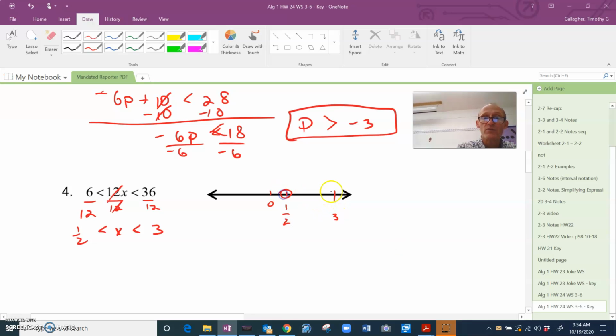And I'm going to put circles. Now I'm going to keep those open because neither one of these have lines underneath them. And it's an AND problem, so we read the inequality: less than 3 and greater than 1/2.